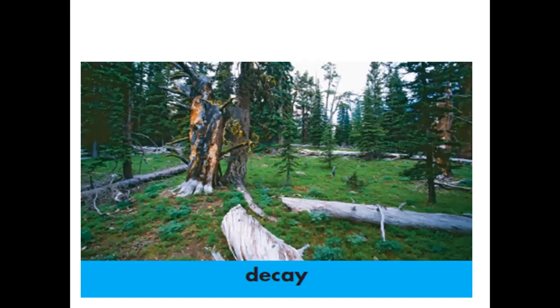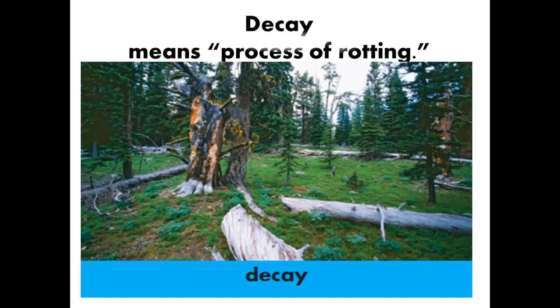The next vocabulary is decay, spelled D-E-C-A-Y. But what's the meaning of decay? Now, decay means process of rotting. Now, it's simple to explain.